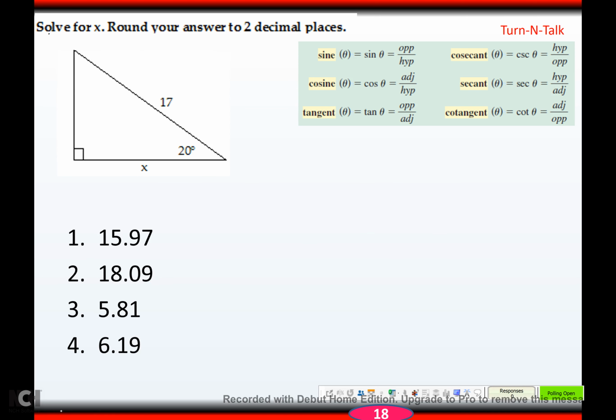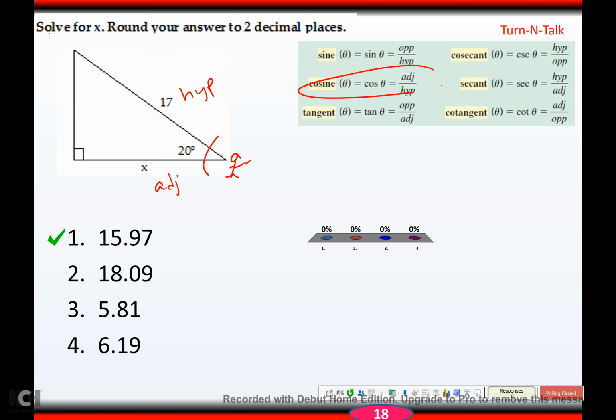Alright, you do this one, hit pause, come back when you're ready. And hopefully you got 15.97. Again, they gave me this angle, so that's where I'm standing. From where I'm standing, x is adjacent, 17 is hypotenuse. Adjacent and hypotenuse is cosine. So cosine 20 equals adjacent over hypotenuse. And to get x alone, you're going to multiply both sides by 17. And x equals 17 times cosine of 20.